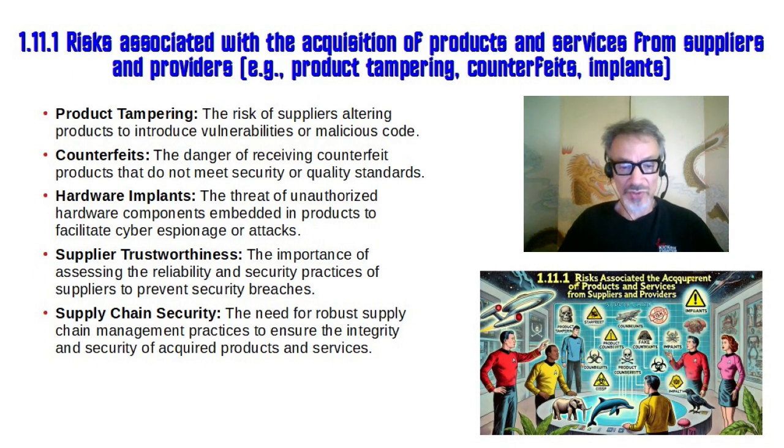4. Supplier trustworthiness. This involves assessing the reliability and security practices of your suppliers. A compromised or untrustworthy supplier can introduce vulnerabilities across your entire supply chain. It's crucial to evaluate not just the products, but the organizations providing them. And 5. Supply chain security. This overarching concept emphasizes the need for robust management practices to ensure the integrity and security of acquired products and services throughout their life cycle. It includes everything from supplier selection to ongoing monitoring and incident response planning.